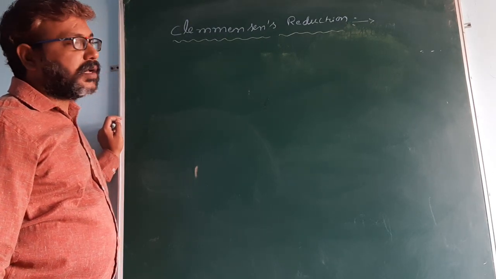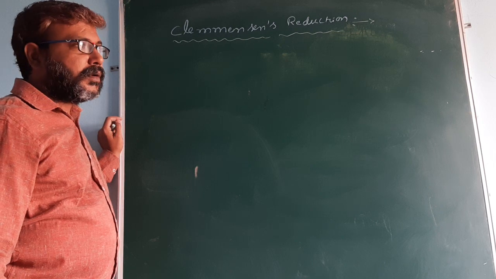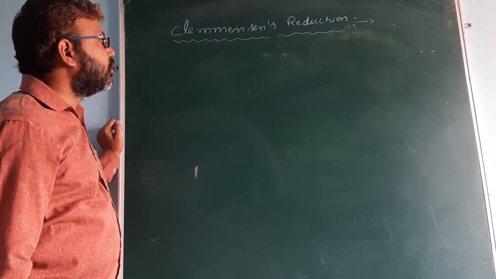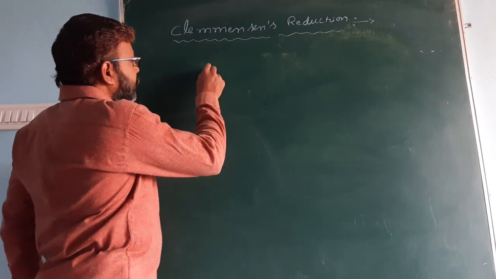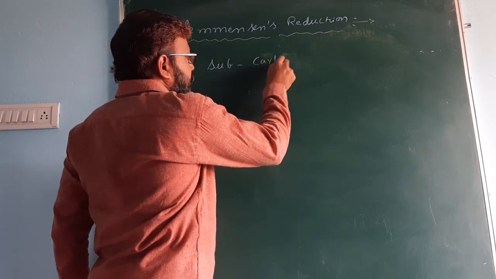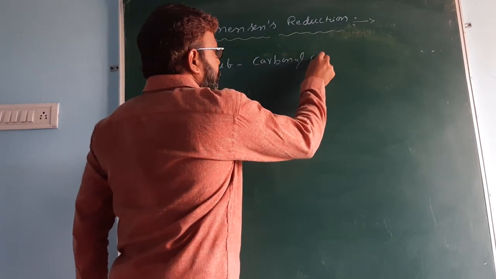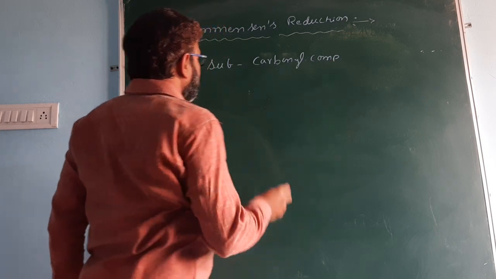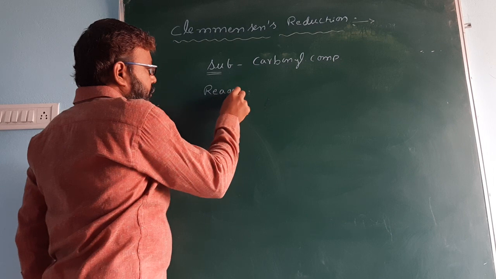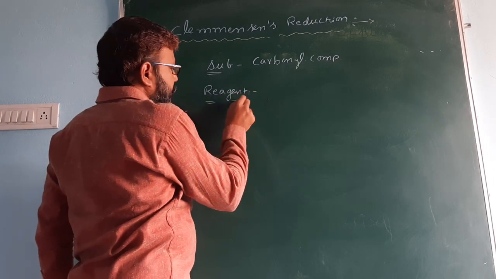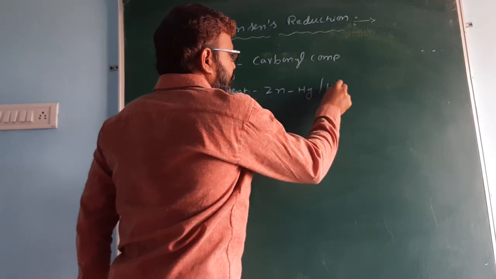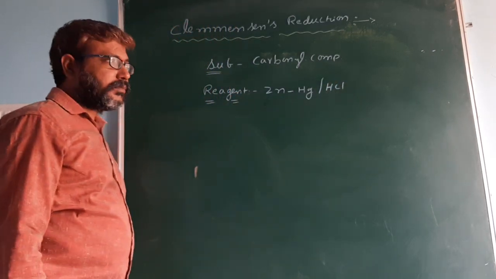So Clemmensen reduction is useful for the preparation of alkanes from carbonyl compounds. Substrate: carbonyl compounds. Reagent: Zn, Hg, zinc amalgam and HCl.